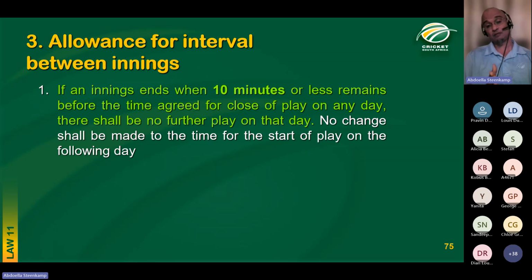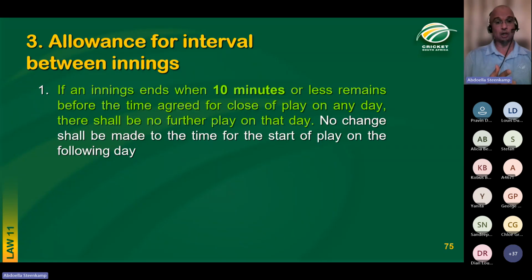The lawmakers went further by saying, yes, I know we ended 9 minutes earlier, but we will not start in this instance 9 minutes earlier the following day. Another example, South Africa gets bowled out at 16:57. What happens next? Because this is 10 minutes or less, or this is now less than 10 minutes before the agreed close of play, it will be stumps or end of day's play.